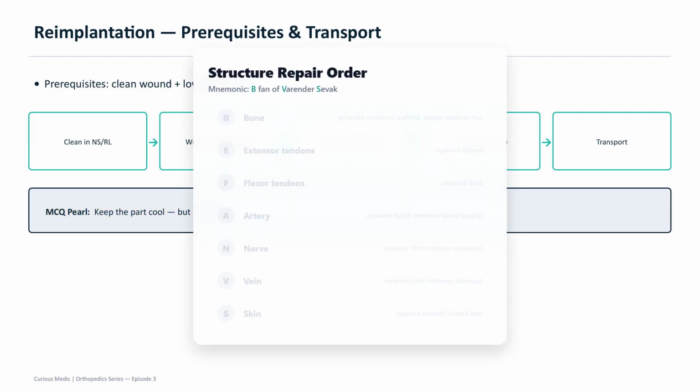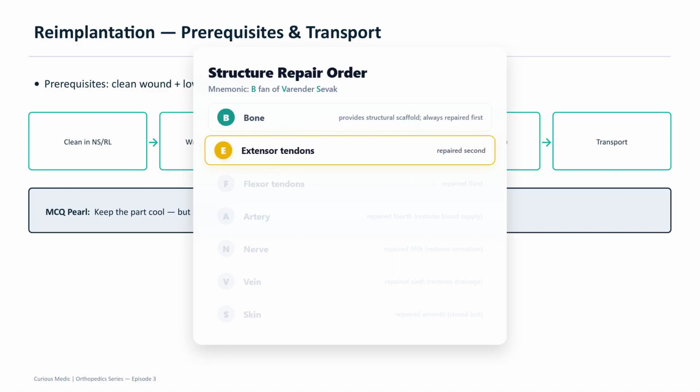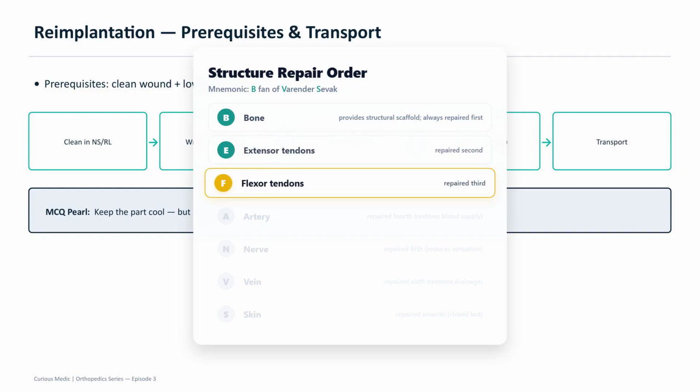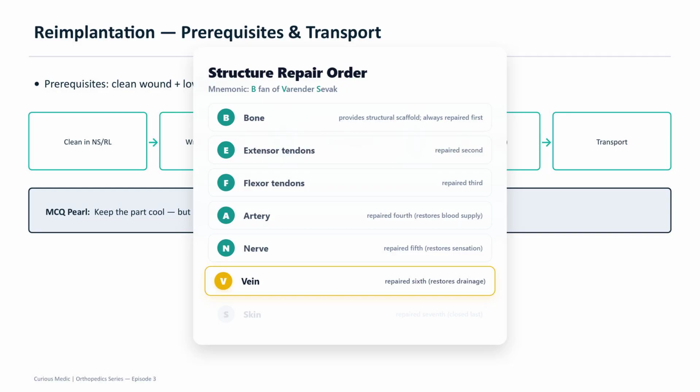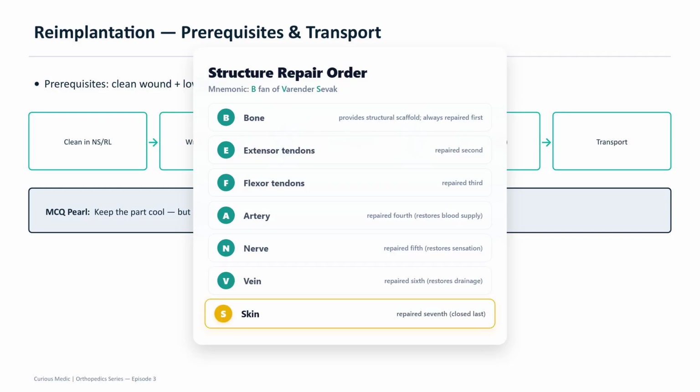Now, when reimplantation is performed, there is a specific order in which structures are repaired. This order is remembered by the mnemonic, B fan of Verinder Sevog. B is for bone, repaired first. E is for extensor tendons. F is for flexor tendons. A is for artery. N is for nerve. V is for vein. And S is for skin, repaired last.